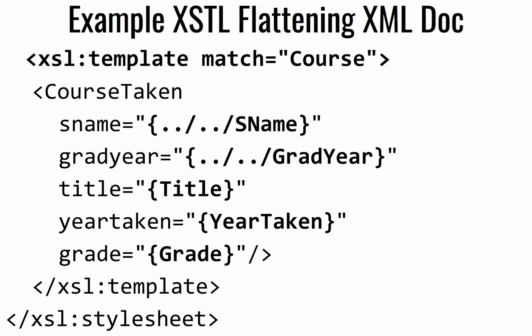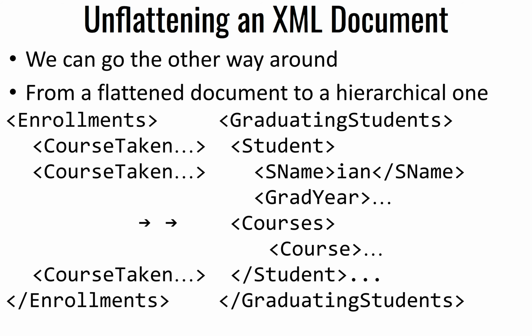We'll need to navigate up to go fetch the student name, right, inside of the course that we're iterating over. Also, the graduation year is also way up at the student, so we'll grab that as well. And for the course, we'll just grab the title, the year taken, and the grade. And then that's what gets generated for the course taken, okay? And indeed, it generates what we expected.